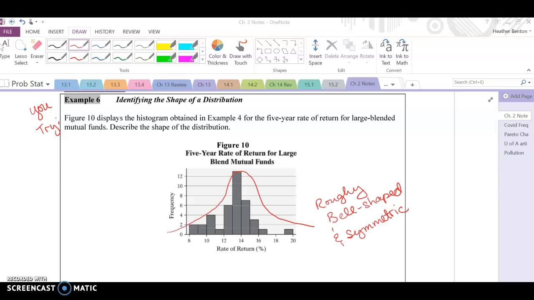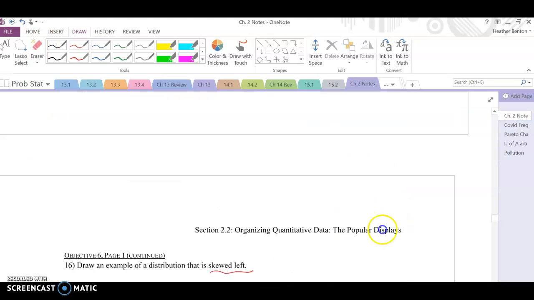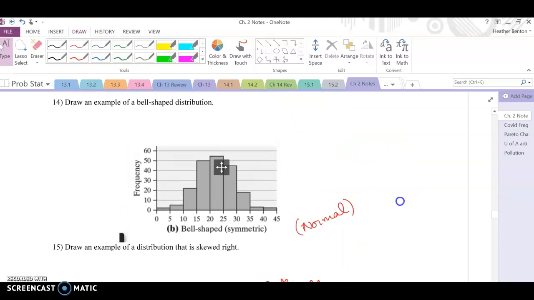I said this one was roughly bell-shaped. It was roughly symmetric, not perfect. We're obviously missing some data here, where you have a whole lot more data over here on the left-hand side. But the idea with the bell shape is that the peak is in the middle. Let's go back and add that to our notes. The peak is in the middle of the data. And the other idea is that you have tails on both ends.